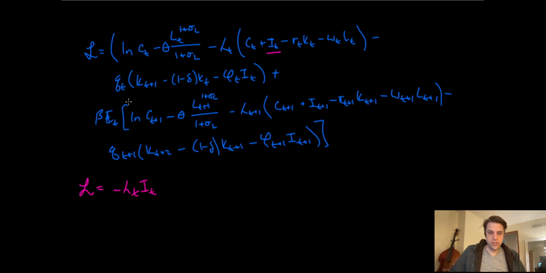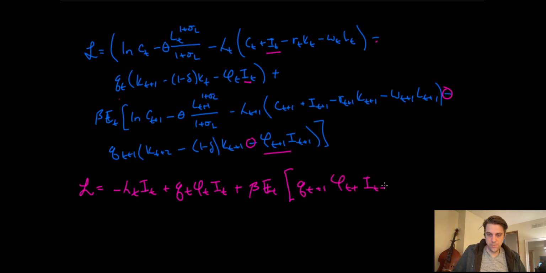And then continuing to scan, I have an I_t here, so I'm going to get minus q_t times minus phi_t I_t. So we'll get plus q_t phi_t I_t. And then I see an I_t. There's an I_t inside of this phi_{t+1}. We saw that in the last video. So I'm going to have beta. This is going to be a plus because we have a minus sign here and a minus sign here. So it's going to be plus beta times the expectation at time t of q_{t+1} times phi_{t+1} times I_{t+1}.